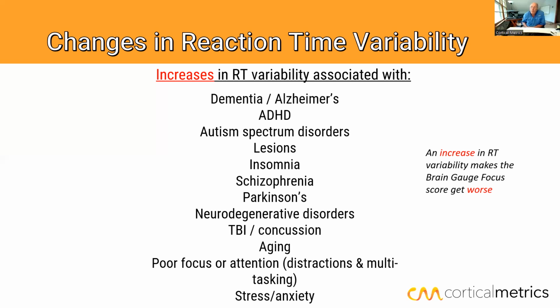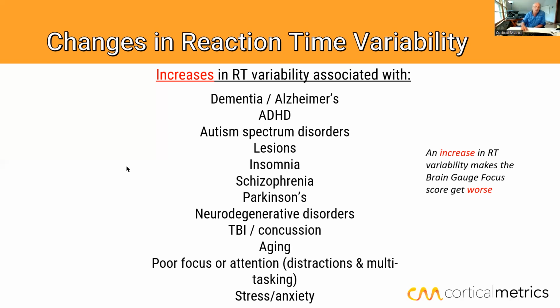Again, if you have poor reaction time variability, it does not mean you have a neurodegenerative disorder or that you have a TBI. The thing to think about is that it's really symptomatic of poor focus or attention, which makes sense if you have an increase in reaction time variability. So multitasking or any distraction will make those scores go up. Another thing that really does impact the score is stress and anxiety. There's an emotional impact on the score. If people are very stressed, very anxious, they typically don't do well on the focus score.